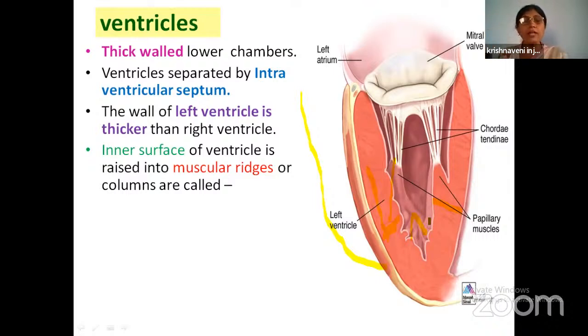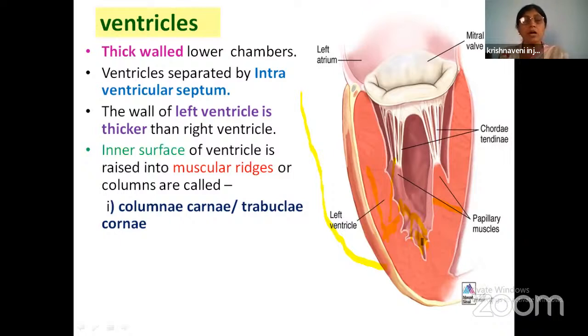So here muscular ridges or columns are called columnae carneae or trabeculae carneae. These are the ridges. They are called trabeculae carneae or columnae carneae.